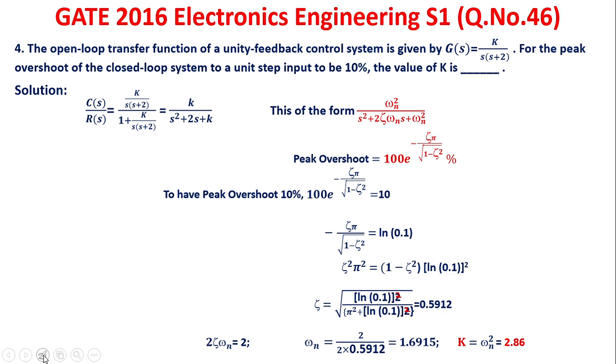Even we can verify this. How can we verify? We have found out zeta. Substitute this zeta here and find out whether it is 10. You will definitely get 10. So zeta is 0.5912. 2 zeta omega n is 2, because this is 2 zeta omega n, and this is omega n square equal to k. So from that we can find out omega n, because zeta we have just found out. So k is omega n square, 2.86. Very simple problem.